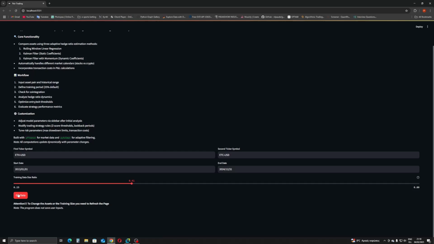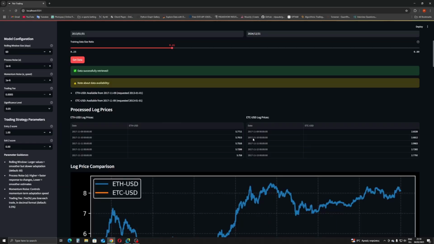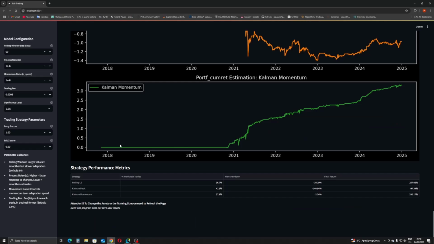So here our program states that the first available date is from 2017. You see that the dates correspond. We see that the series is not cointegrated, but our spread is stationary. And we can see that our Kalman momentum has quite a big profit from 2021 to 2025, 330% profit.